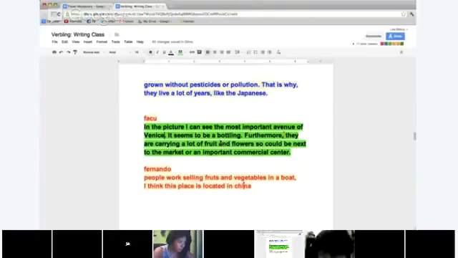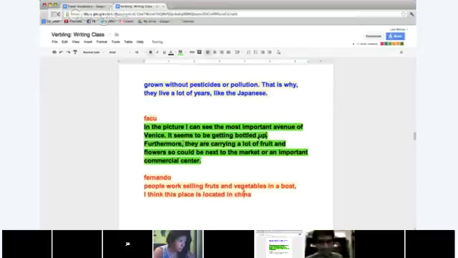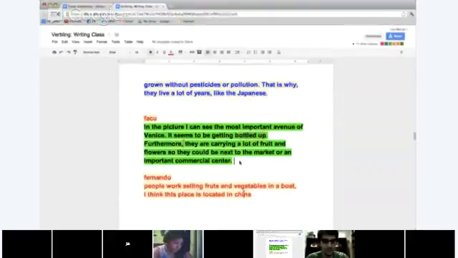Okay, we'll just pretend. In the picture, I can see the most important avenue of Venice. It seems to be, I would say, bottled up. Furthermore, they are carrying a lot of fruit and flowers, so they could be next to the market or an important commercial center. Okay, good.